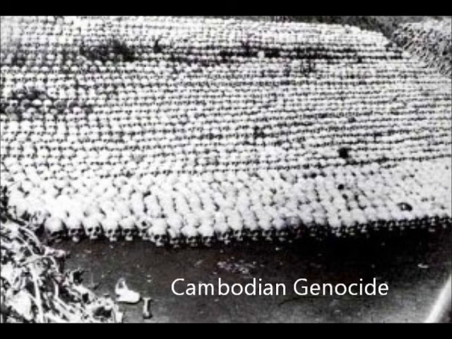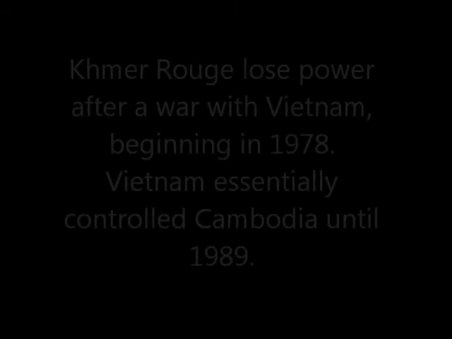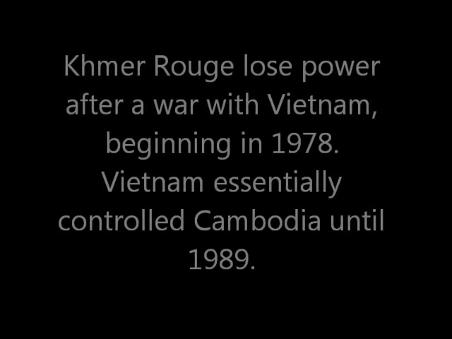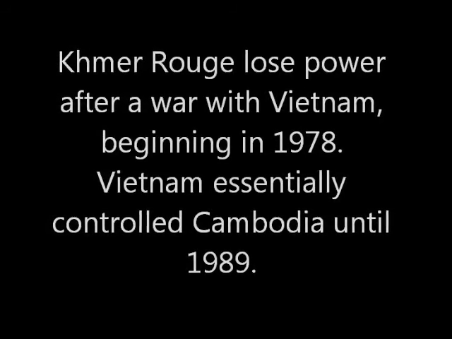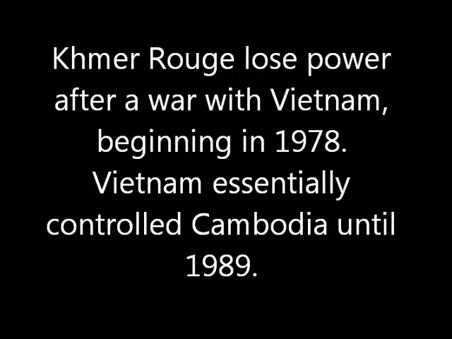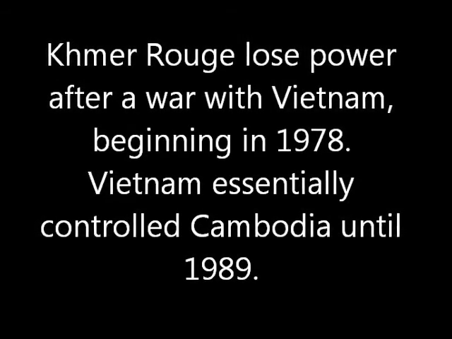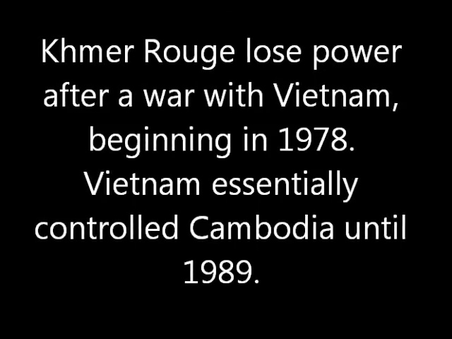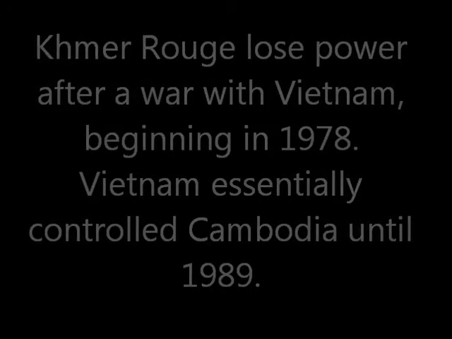Under the leadership of Pol Pot, the Khmer Rouge was eventually attacked by the Vietnamese in 1978, fighting a subsequent war with them, and then the Vietnamese controlled Cambodia until around 1989. The Vietnamese withdrew in 1989, and free elections were finally held in 1993.